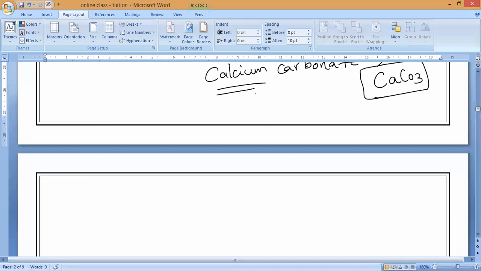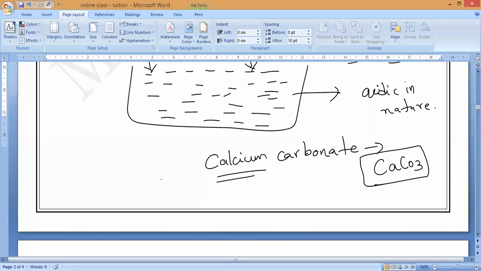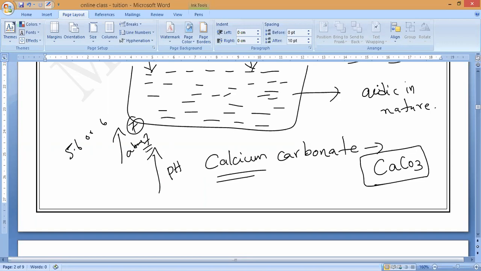Sir, it will increase the pH value. Only adding calcium carbonate will make it basic in nature. It will try to reduce the acidic nature. Do you understand? When you add calcium carbonate, CaCO3, it will try to increase the pH value by neutralizing. So the pH value goes from 5.6 or 6 to 7 or above. Do you understand? Above 7. That is what you have to remember. Any doubt, anybody? Most important one.